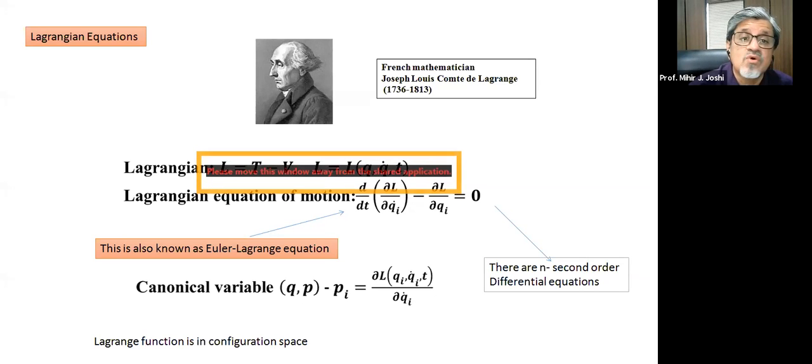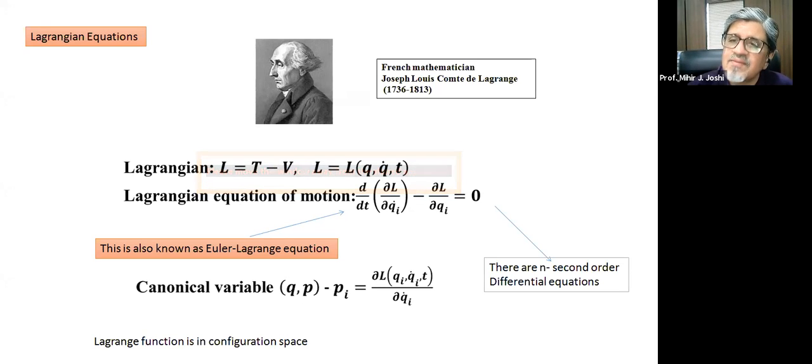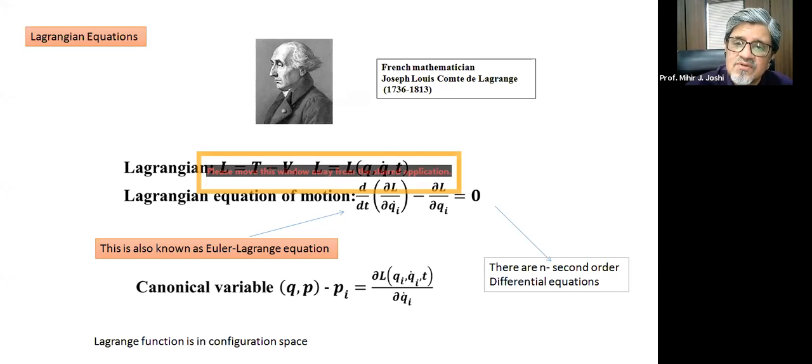This is also known as the Euler-Lagrange equation. Usually it is known as the Lagrange equation, but it is known as the Euler-Lagrange equation also. The beauty of this equation is there are n different equations because i represents 1 to n. So i can be 1, i can be 2, i can be 3, up to n. So there are n different coordinates in a system, and each one represents one equation. So there are n different equations, and there is a double differentiation. So it is n second order differential equations.